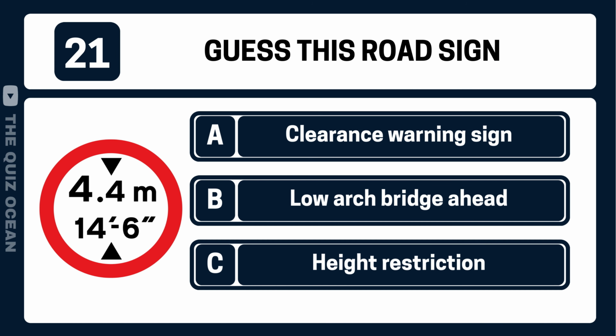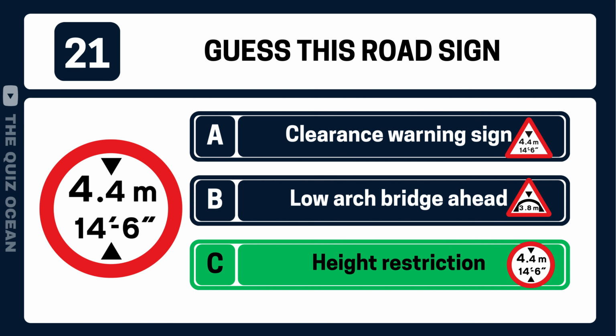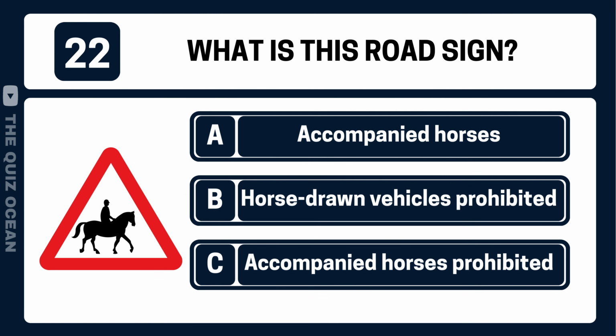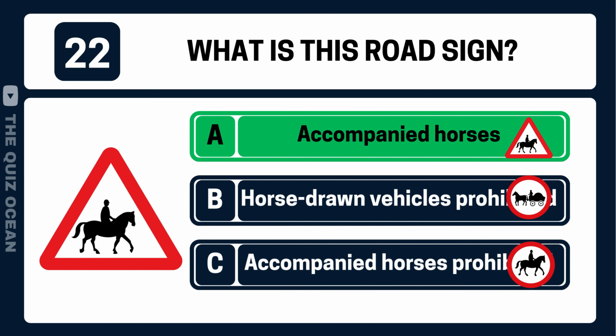Guess this road sign. Good observation. This sign shows the legal height limit for cars on the road. What is this road sign? That is right. This is the accompanied horse's warning sign.